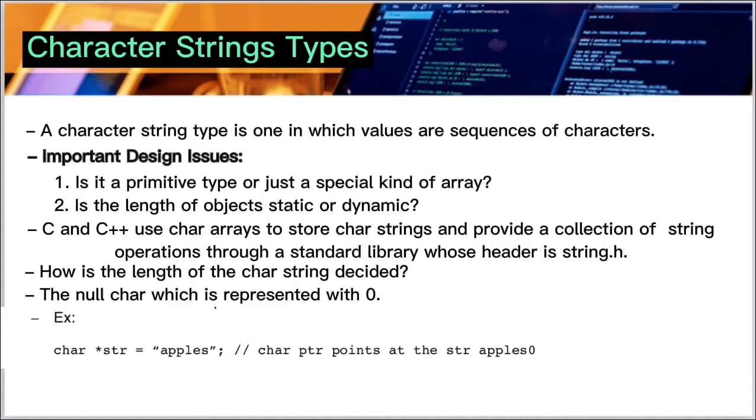How is the length of the char string decided? The null character, which is represented with 0. For example, char *str = "apples". The char pointer points at the string "apples0". In this example, str is a char pointer set to point at the string of characters apples0, where 0 is the null char.